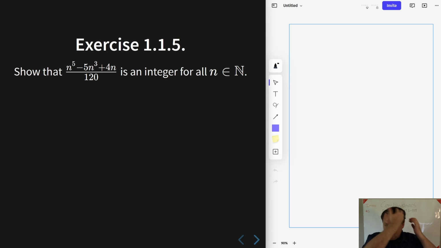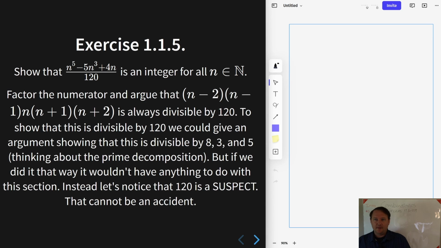So for a first exercise, we're going to show that this expression always evaluates to an integer for every natural number n. I suggest that you pause it and come up with a solution on your own, but when you're ready, here is a first solution, but it is actually one that I don't recommend even though it works.